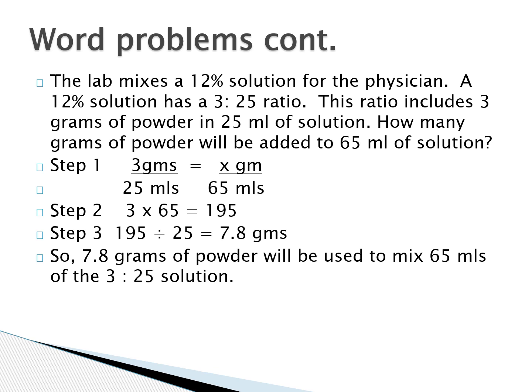So again, cross multiply, take 65 times 3. That's going to give us 195. And then we're going to take 195, put that in the house, divide it by 25. And that's going to give us 7.8 grams. So 7.8 grams of powder will be used to mix 65 mils of a 3.25 solution, meaning they both have a 12%. Okay, so they're basically equal. You're just working with more volume.